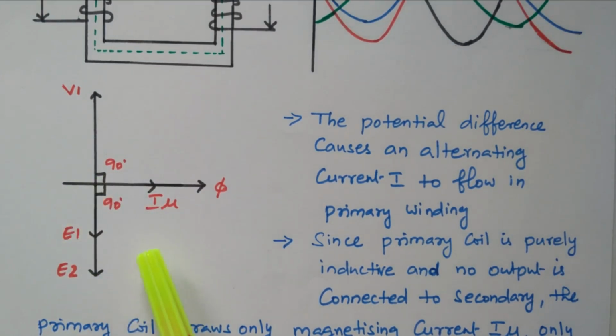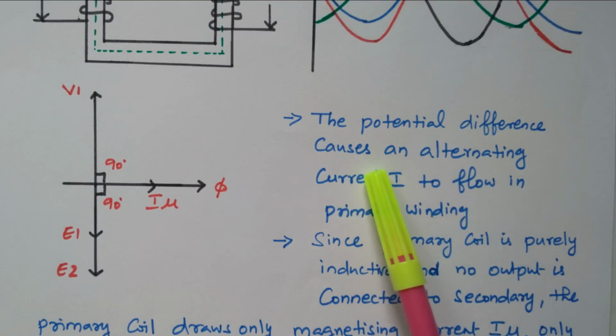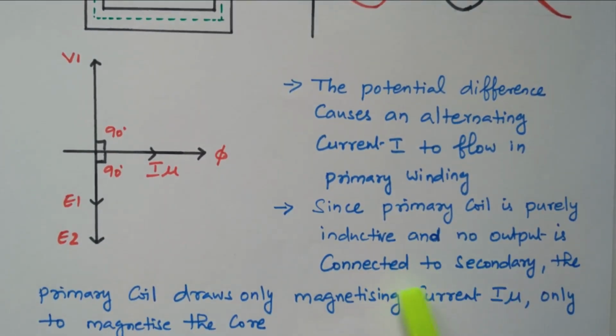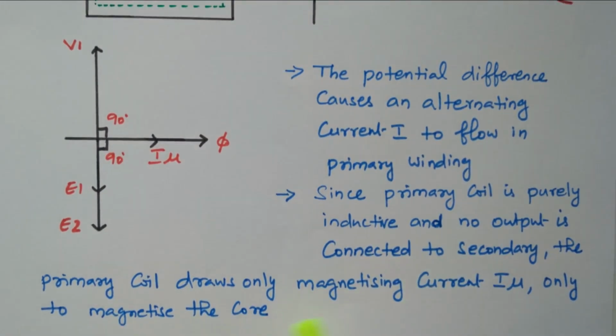In the phasor diagram, the potential difference will cause an alternating current I to flow in the primary winding. When the supply voltage is given, due to potential difference, the current flows. Since the primary coil is purely inductive and no output is connected to the secondary, the primary coil draws only magnetizing current. That is only for magnetizing the core. It is not a load current. So only a negligible amount of current is flowing, called the magnetizing current, because the primary coil is purely inductive and also the load is not connected in the secondary.